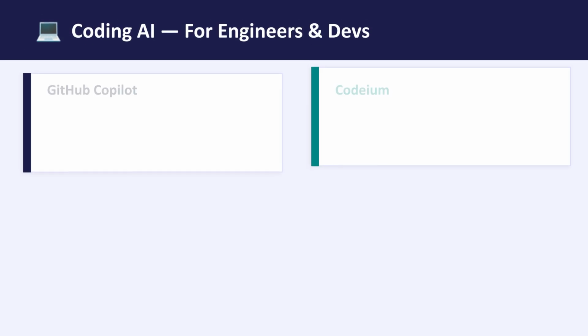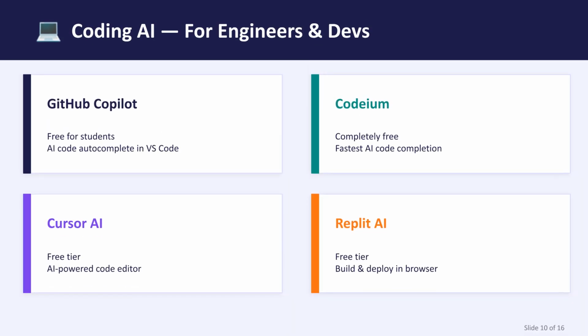For coding, GitHub Copilot is free for students and offers AI code autocomplete in VS Code. Codeium is completely free and provides fast AI code completion. Cursor AI is an AI-powered code editor with a free tier, and Replit AI allows you to build and deploy in your browser for free.